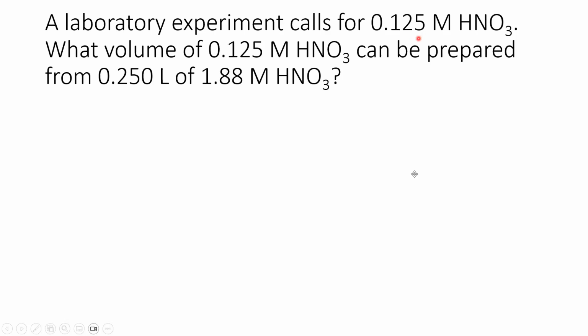And then a laboratory experiment calls for 0.125 molar nitric acid. What volume of 0.125 molar nitric acid can be prepared from 0.250 liters of 1.88 molar nitric acid? So again, in this case, we're looking for V2, because we've got M2, we've got M1, we've got V1. So we can just rearrange the equation in that same way.